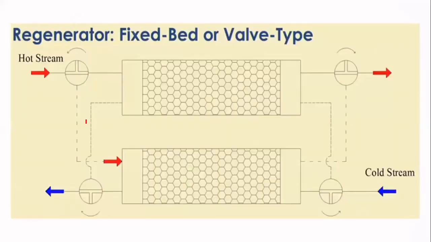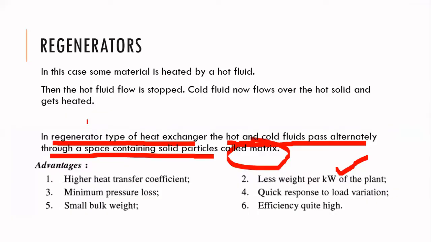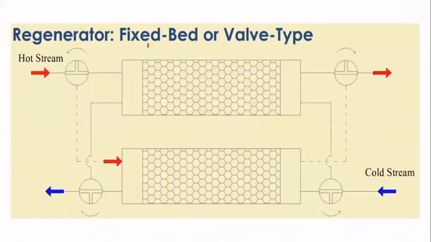We are going to discuss two different examples of regenerators, or two different variants of regenerators which are generally used. So first is the fixed bed or wall type. Now we have two different matrices over here. This is the first matrix and this is the second matrix. Here we are calling these fixed beds. This is the first bed. This one is the second bed.